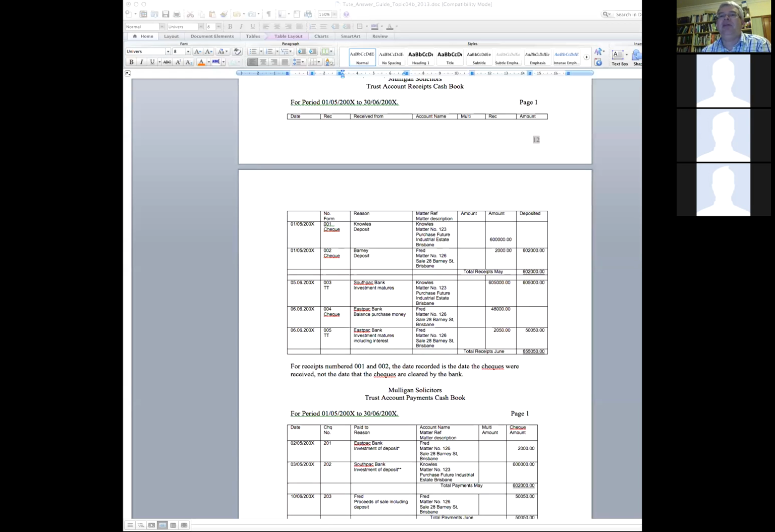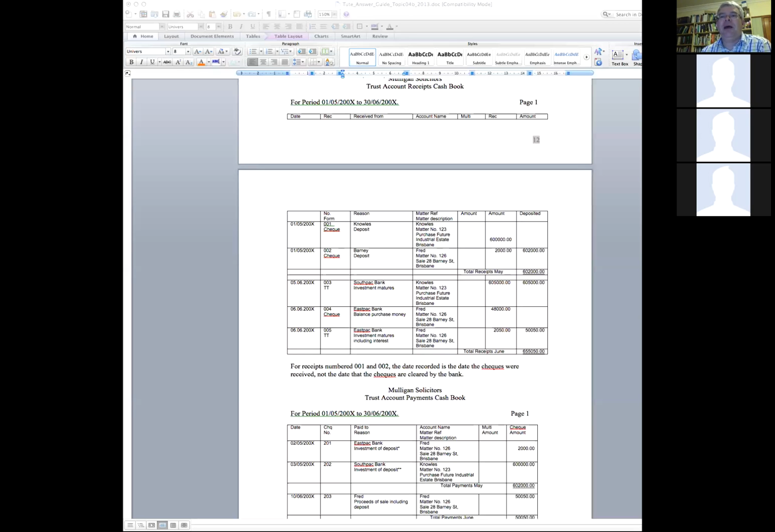Next thing that happens is there's a trust account receipt received on behalf of Fred from Barney, a personal cheque made out to Mulligan Solicitors, $2,000, and various information. So it's another receipt on a different client. So here we've got multiple clients, which firms have. It's another receipt, and that's the total receipts for the month of May.